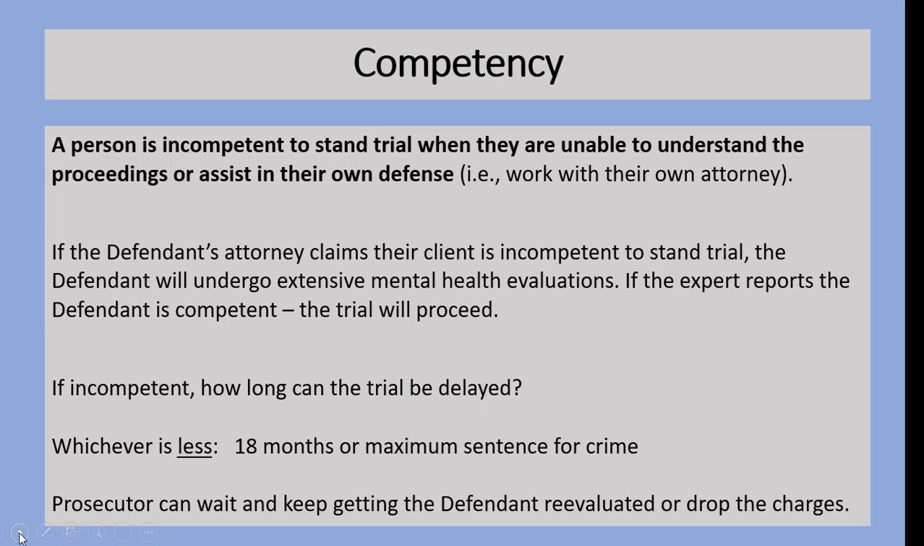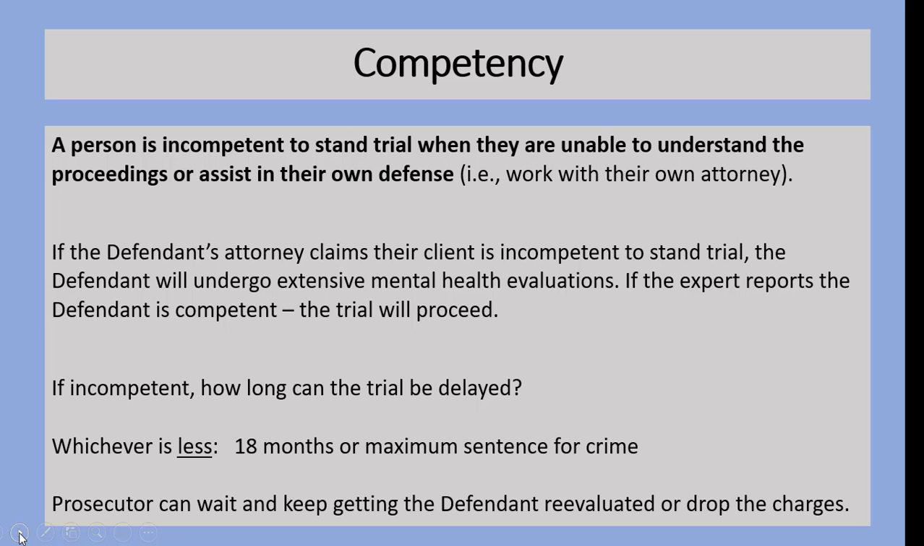So if a person is declared to be incompetent and 18 months goes by, or the crime that they were sentenced for, whatever that penalty is, that period has passed, then this person can't be sent to trial. If the prosecutor says, well, if I keep getting this guy or this gal reevaluated, and I know one of these experts is going to eventually say this person's competent, we can go forward, well, they can wait. But something's going to happen. Either they're going to be declared to be competent, in which case they go to trial, or 18 months passes and they're still incompetent, or the maximum sentence for the crime passes, in which case they can't go to trial.